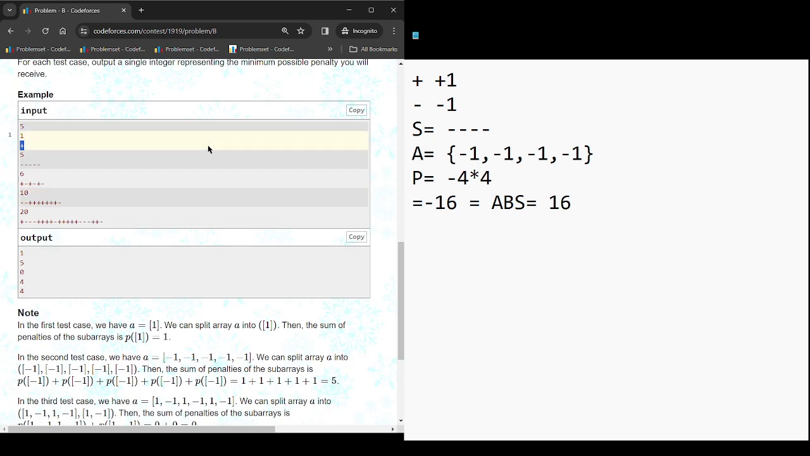If you see in this example, there are four test cases. First we'll talk about the first one. There's only one element, so only one array can be formed. So 1 into 1 would be 1. Now let's talk about the second test case, that is 5. If we take the penalty of the whole array, then the answer would be 25, because 5 into 5.